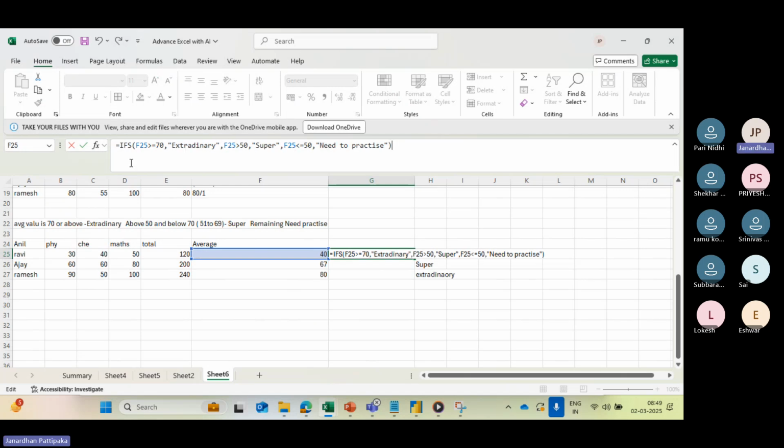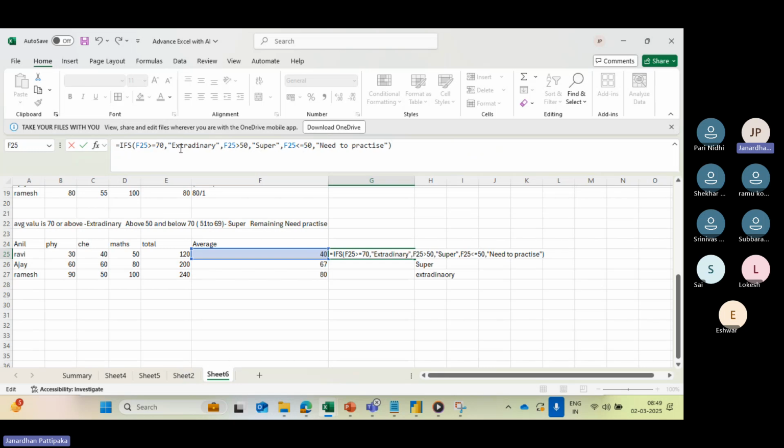See, when you use the if concept, you mention condition, result, condition, result. In the previous if condition, if the average was something, it is extraordinary, and again you write if condition and result, if condition and result. If you use normal if, for every condition you need to write if again. But if you use the ifs concept, first mention the ifs and give the condition. If greater than or equal to 70, extraordinary. Greater than or equal to 50, super. And less than or equal to 50, need practice.